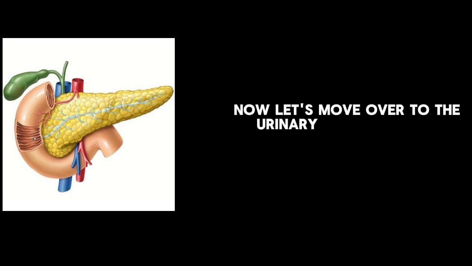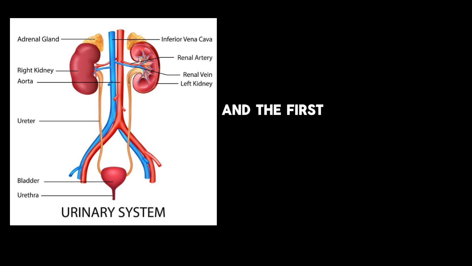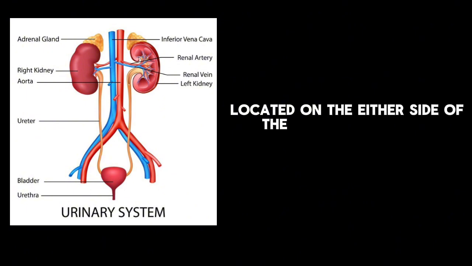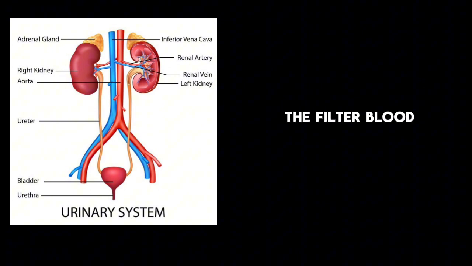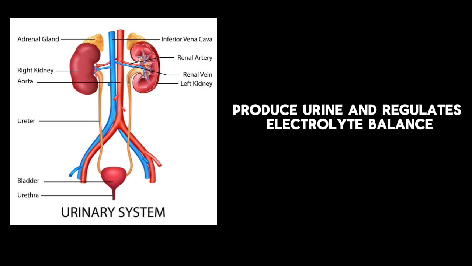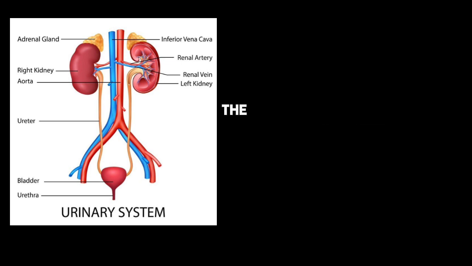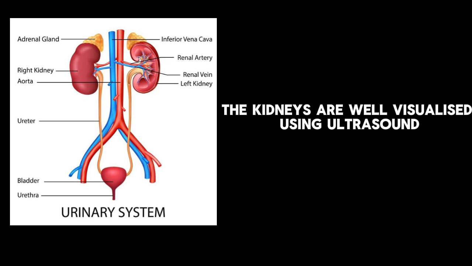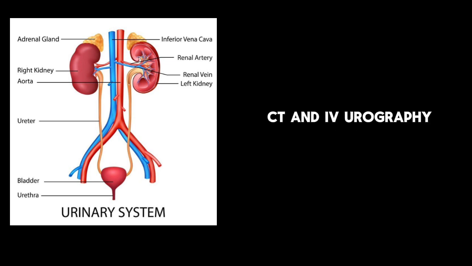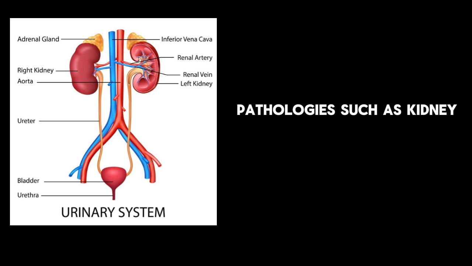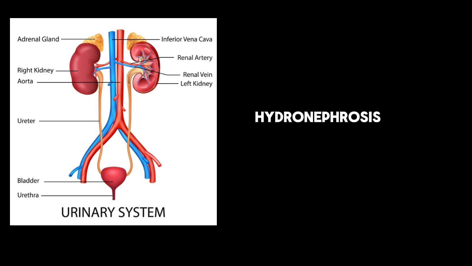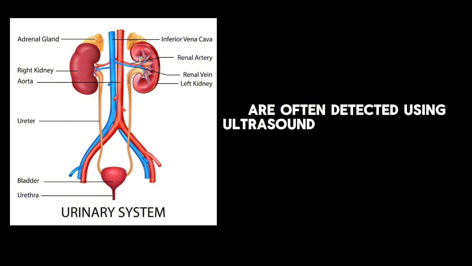Now let's move over to the urinary system organs. And the first on the list here is the kidneys. The kidneys are retroperitoneal organs located on either side of the vertebral column. They filter blood, produce urine, and regulate electrolyte balance. Radiographically, the kidneys are well visualized using ultrasound, CT, and IV urography. Pathologies such as kidney stones, hydronephrosis, tumors, and polycystic kidney disease are often detected using ultrasound, CT, or IV urography.